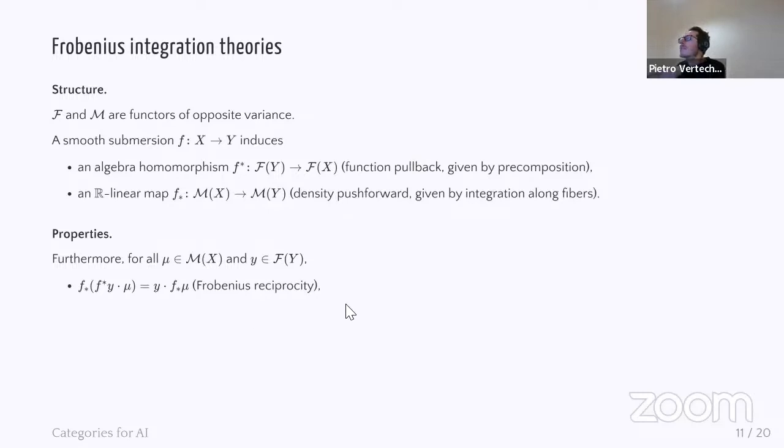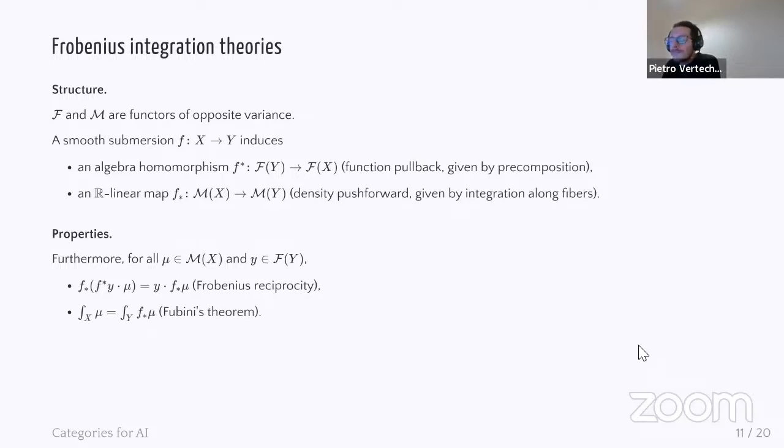So the first one is something that I like to call Frobenius reciprocity, because it reminds me of the Frobenius reciprocity law in category theory. And what it says is that if I have a density on X and a function on Y, I can combine them in two ways. I can first pull back the function, multiply them on top, and bring them down, or I can just push down the density and multiply on the bottom. And what Frobenius reciprocity states is that these two things should be equal.